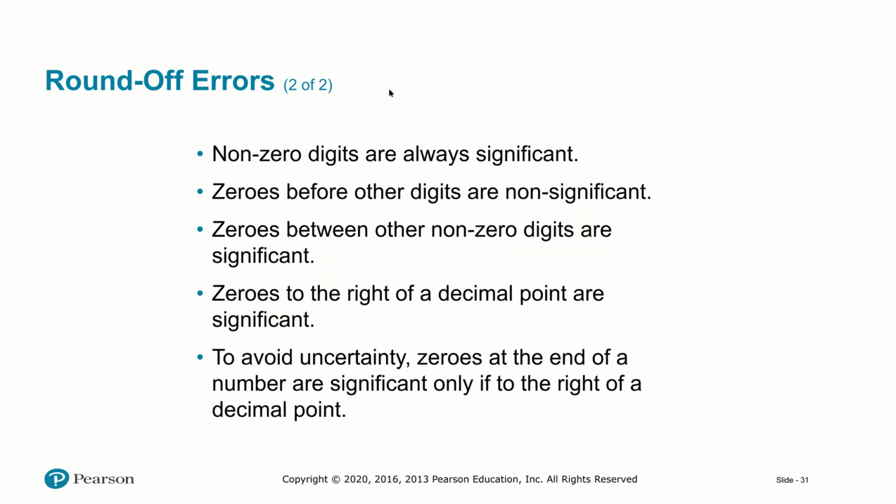Significant digits, or significant figures as they're also referred to, basically work out as follows. Non-zero digits in a number are always significant. Zeros before other digits are non-significant. Zeros between other non-zero digits are significant. And zeros to the right of a decimal point are also significant. To avoid uncertainty, zeros at the end of a number are significant only if to the right of a decimal point. All right, let's take a look at a short video that does a nice job on this. So let's go together and check that out.